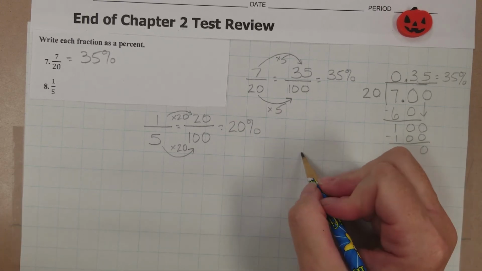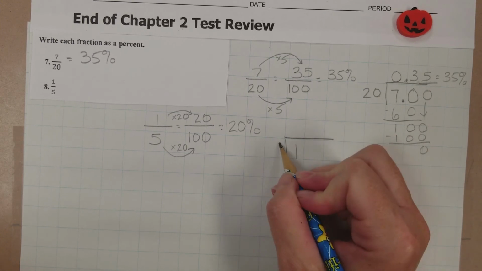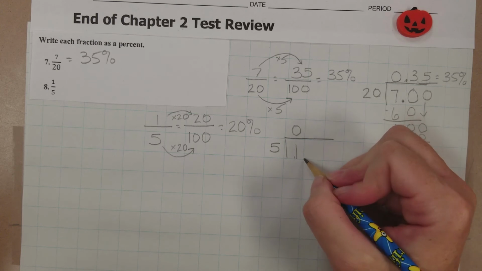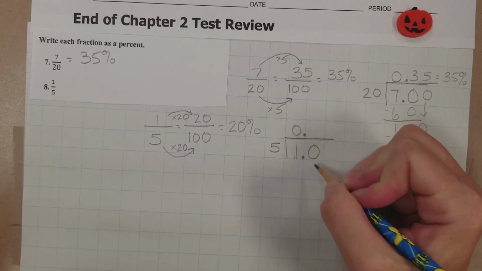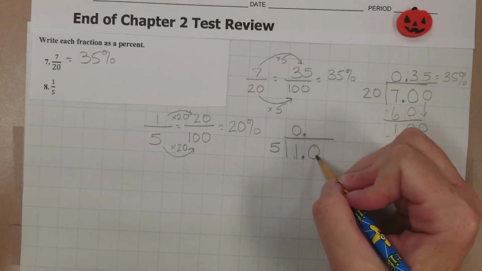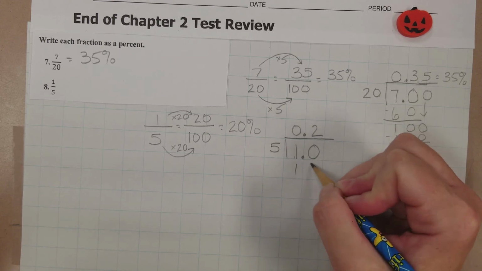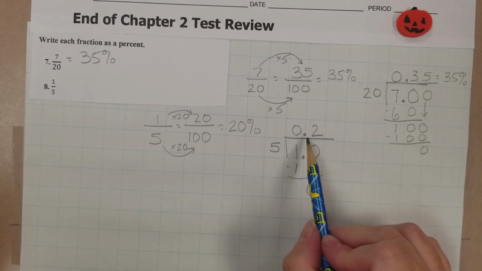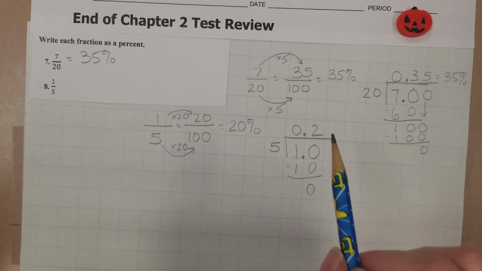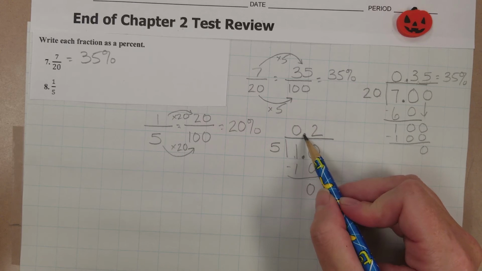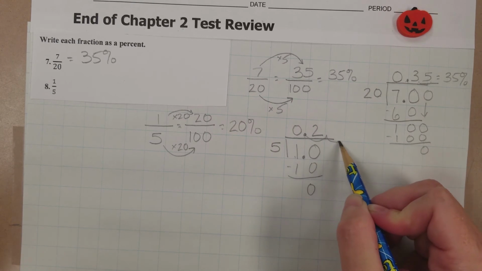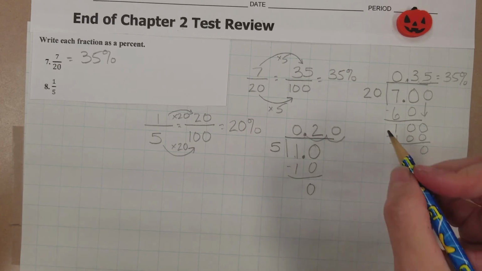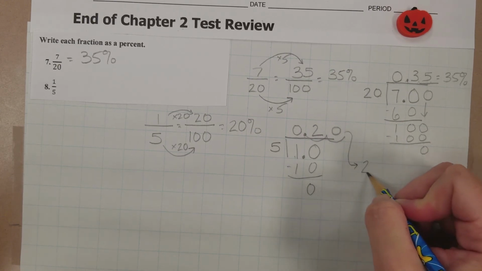You can also do 1 divided by 5. 5 is unable to divide 1, so that's a 0. I add a decimal point and bring it up and add a 0. 5 can go into 10 2 times, which is 10, and nothing left over. Now, if you're moving quickly, you might think, oh, that's 2%. But remember, when you change a decimal to a percent, you have to move the decimal 2 times to the right. This creates a space, which we add a 0 to hold that space. So you would get 20%.